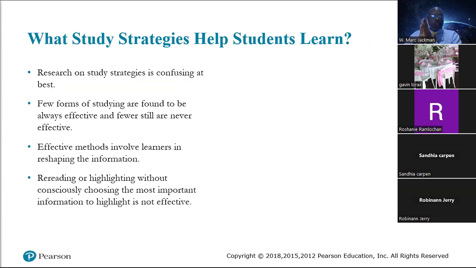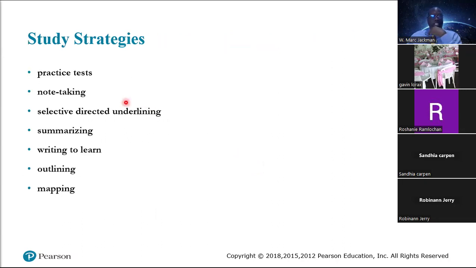Research on study strategies is confusing at best because different students can use different methods that are successful. The most effective methods are those that involve the learners reshaping the information. So they're not passively engaging with the information, but actively recreating it in ways that are meaningful to them. Rereading and highlighting without consciously choosing the most effective information to highlight is not as effective. Some study strategies are practice tests, note-taking, self-directed underlining, summarizing, writing to learn, outlining, and mapping. So you're doing something with the information.